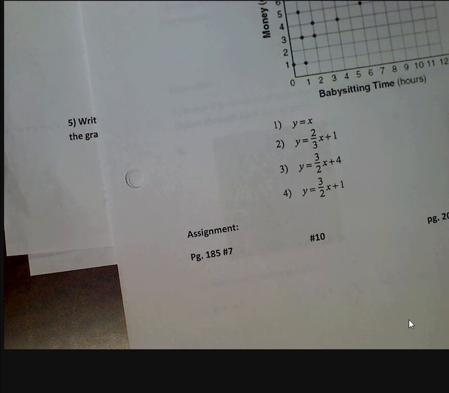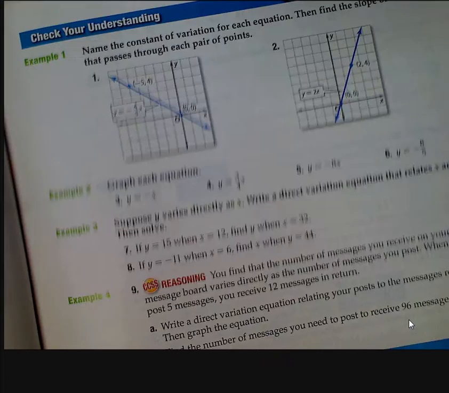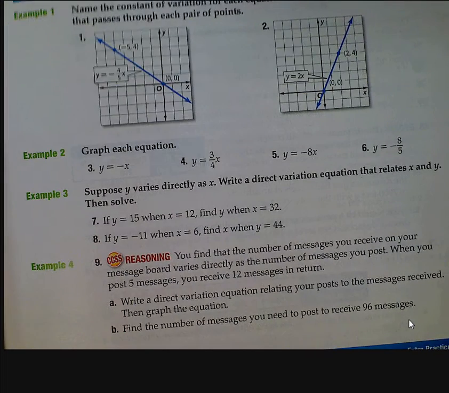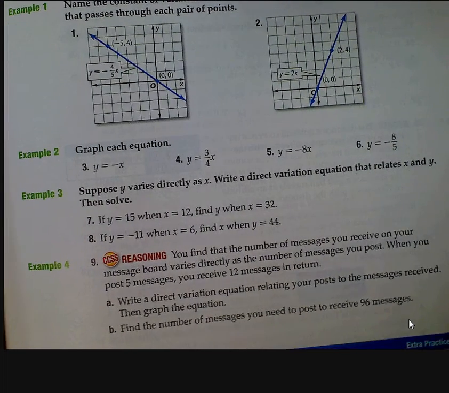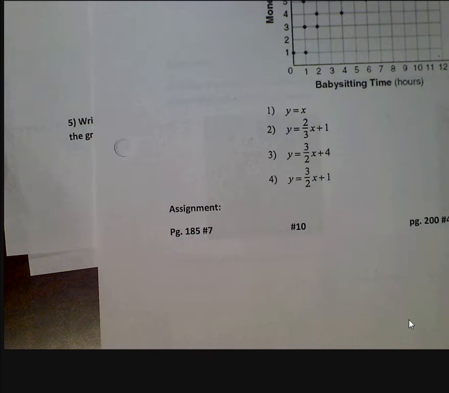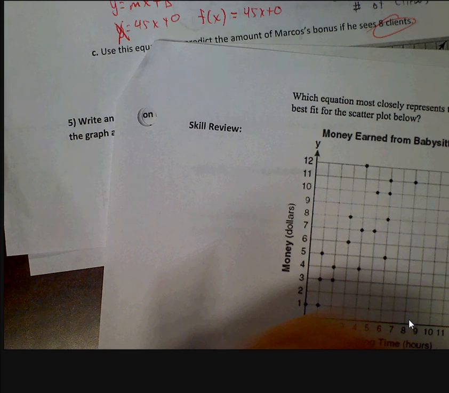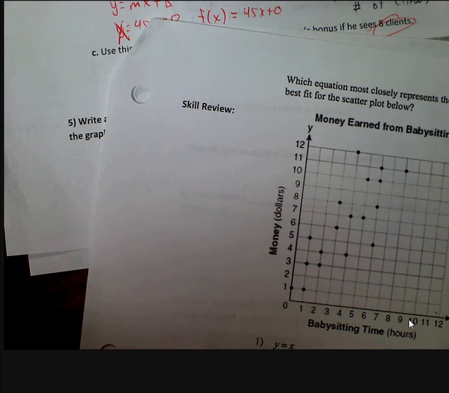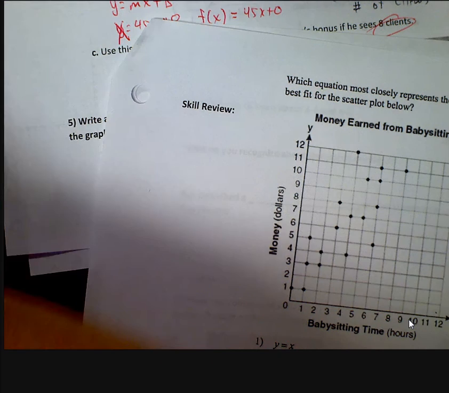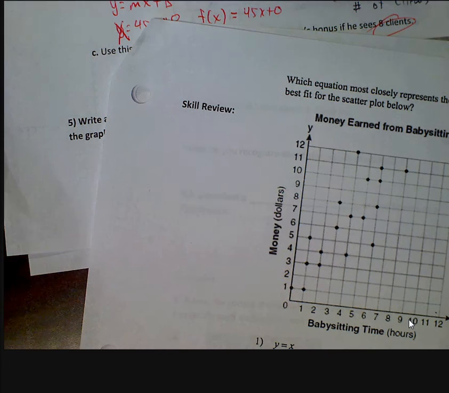So, on page 185, number 7, it says, suppose y varies directly as x. Write a direct variation. Okay? So a direct variation, I'm trying to find my previous notes to go ahead and help you guys. Oh, here's previous notes. Okay. Direct variation.